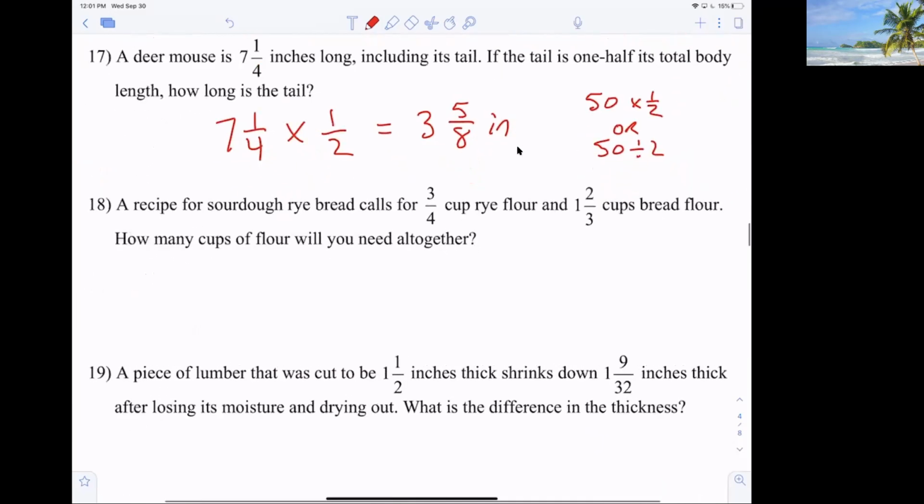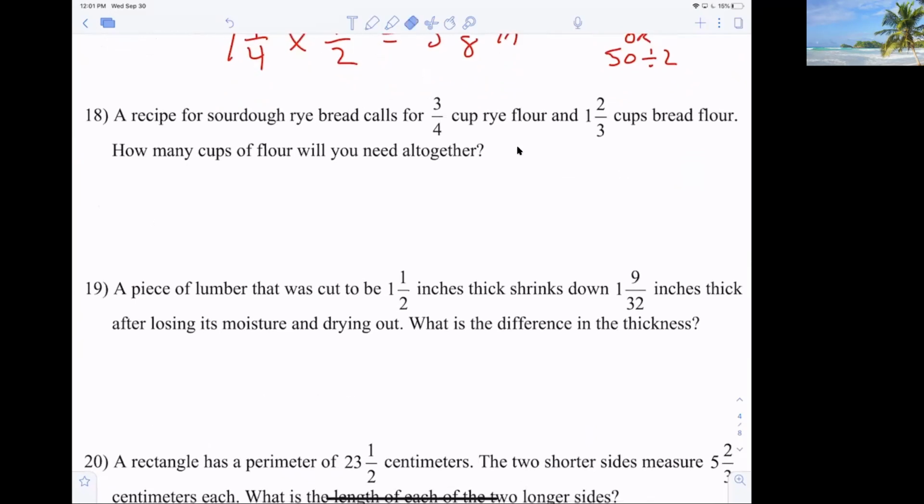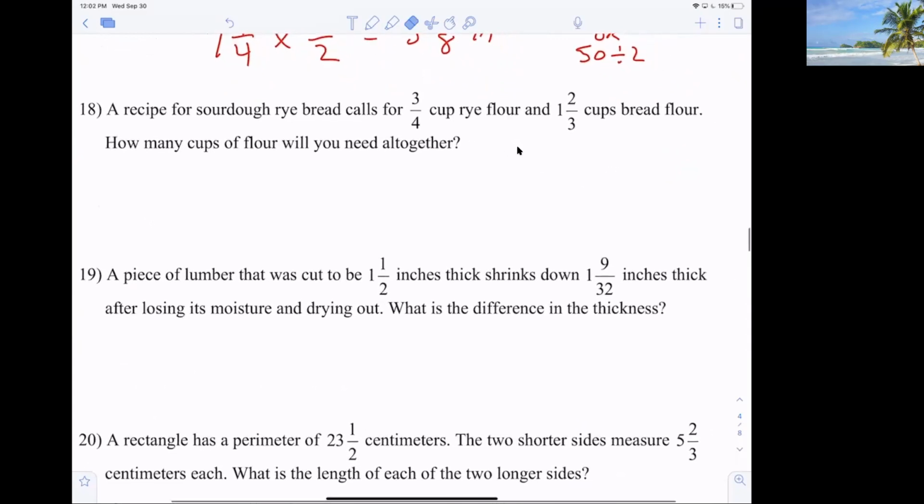Number 18, here we go. Who is up? Me, I'm pretty sure. Me, go. Read it. So recipe for sourdough rye bread calls for 3/4 cup rye flour and 1 2/3 cups bread flour. How many cups of flour will you need altogether? So what do we do? So we're gonna add them, right? That's all we're doing. We're adding.